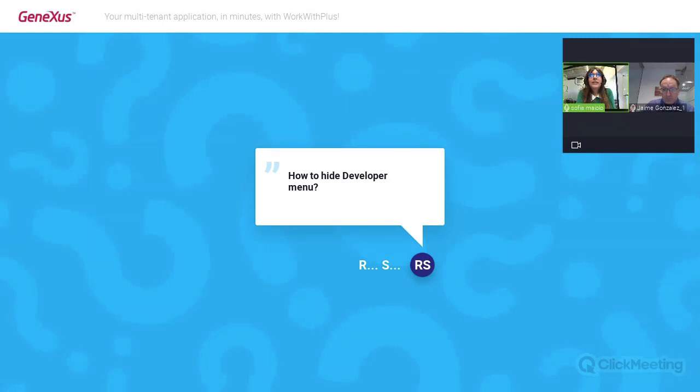Reynaldo asks how to hide the developer menu. Let me see if I'm understanding well. I think that you mean this developer menu, not the Genexus developer menu by default. To hide this, you only have to work with the data provider that loads the menu. It's just a data provider.